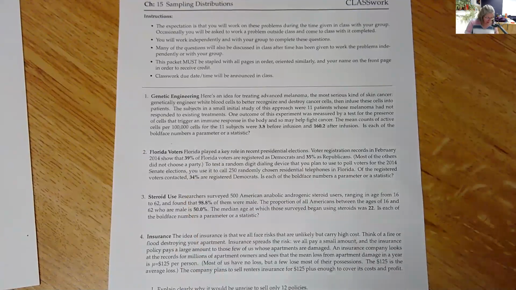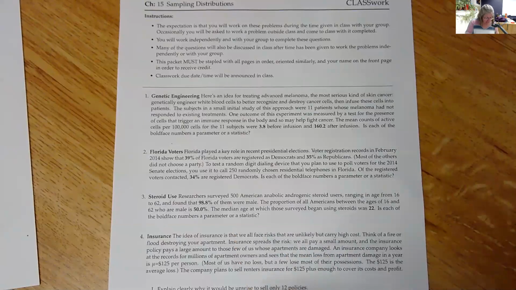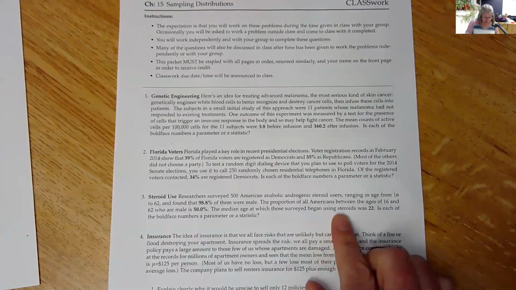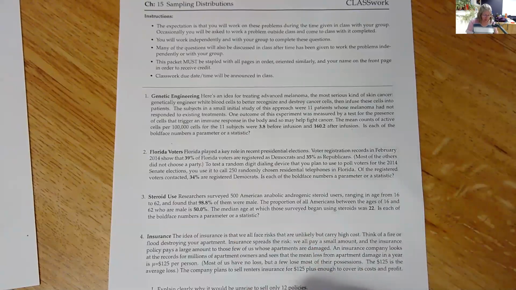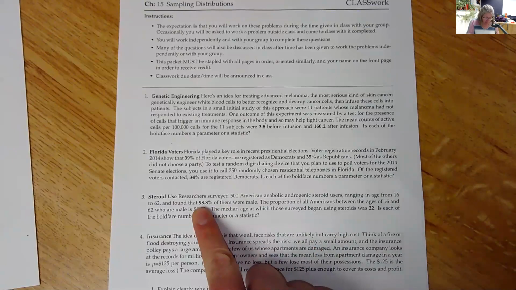And the last one is on steroid use. Researchers surveyed 500 American anabolic androgenic steroid users ranging in age from 16 to 62 and found that 98.8% of them were male. The proportion of all Americans between the ages of 16 and 62 who are male is 50%. The median age at which those surveyed began using steroids was 22. All right. So of the 500 users, 98.8% were male.